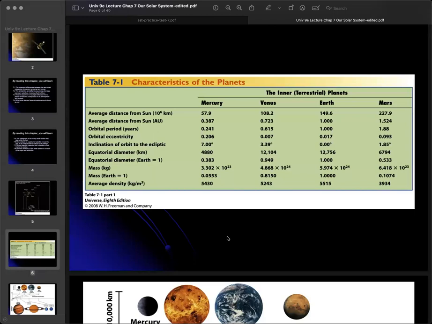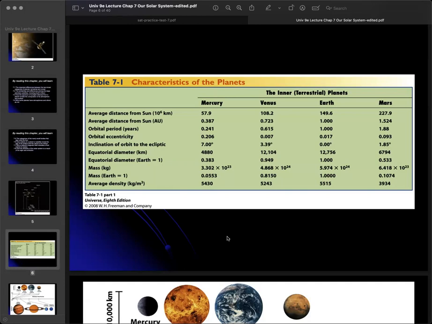Venus's diameter is about 95% that of Earth. Venus is also called a twin of Earth because it has properties very close or similar to Earth. Earth will obviously be 1. Mars is 53%. So the diameter of Mars is about half that of Earth.